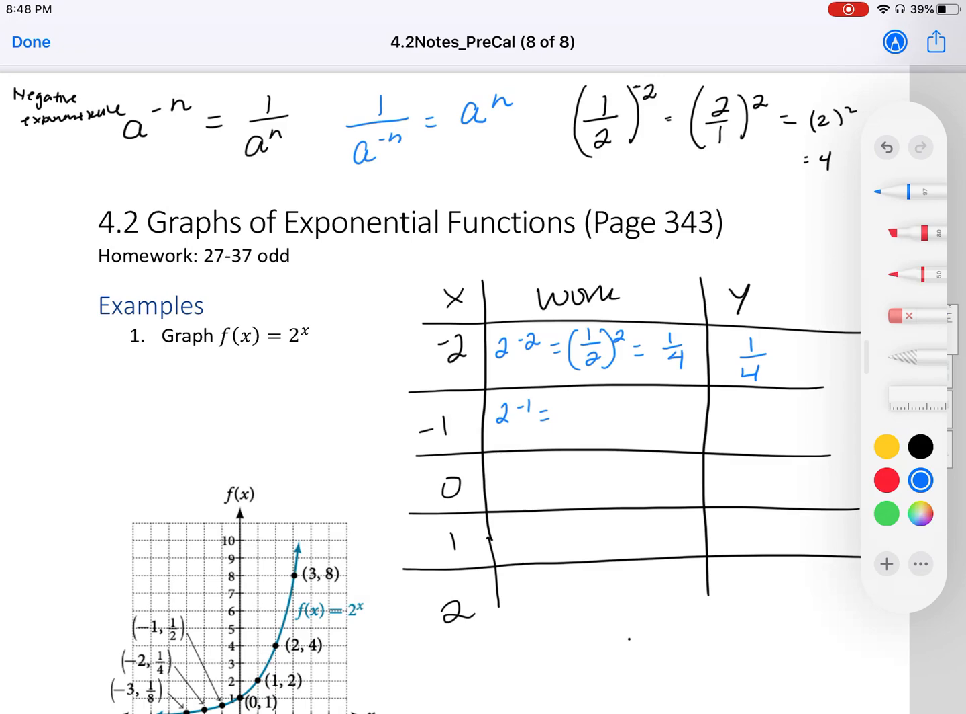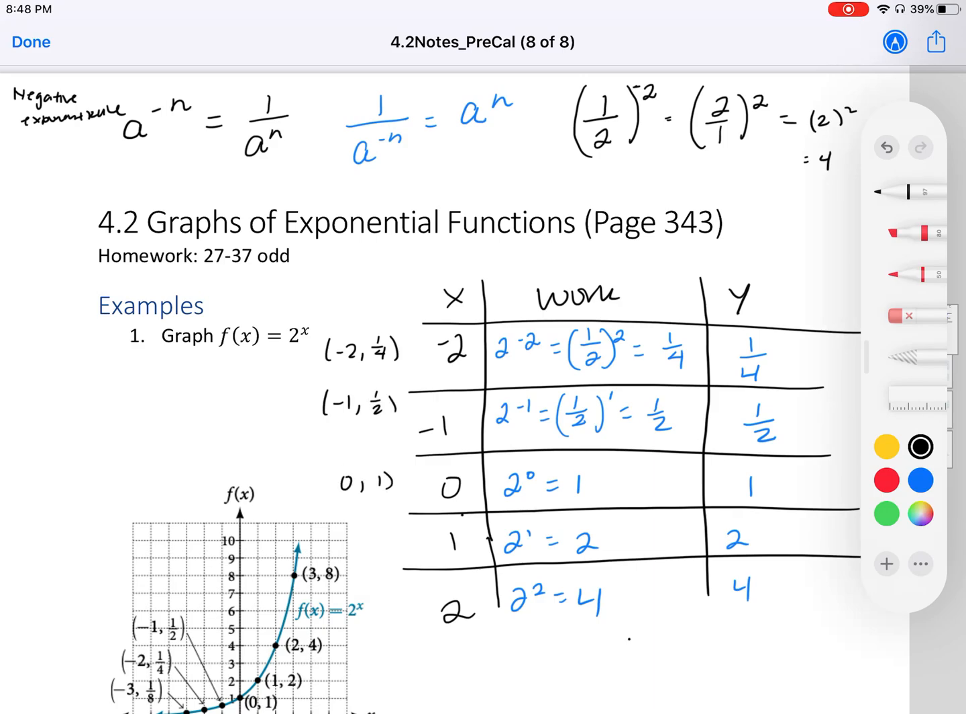Now I have -1, 2 raised to -1. Well, I need to make that negative positive. So I make 1 over 2 to the first power, which is just 1/2. 2 to the 0 power, we get 1. 2 to the first power, we get 2. And 2 squared, we get 4. So we have these points: -2 and 1/4, -1 and 1/2, 0 and 1, 1 and 2, and 2 and 4.